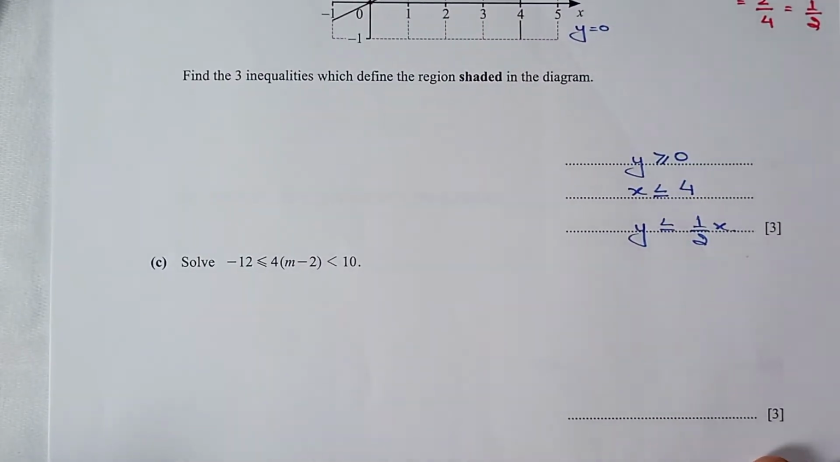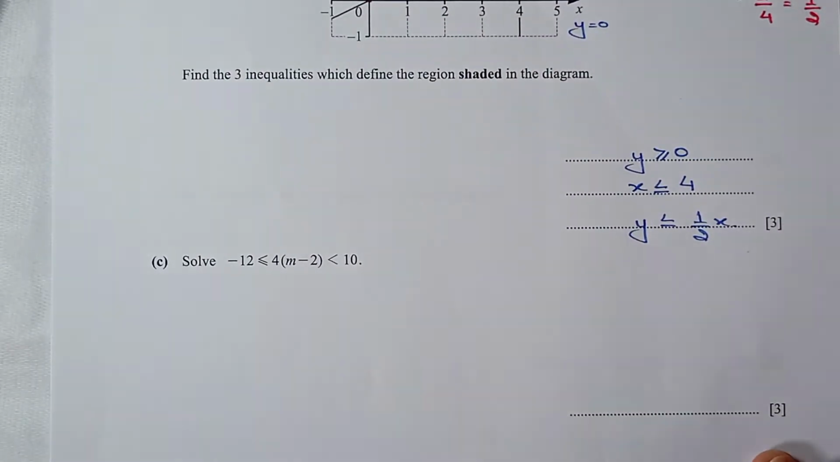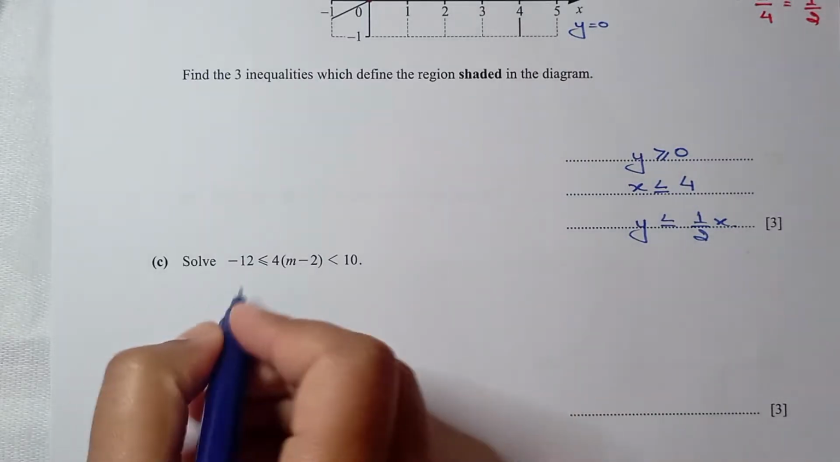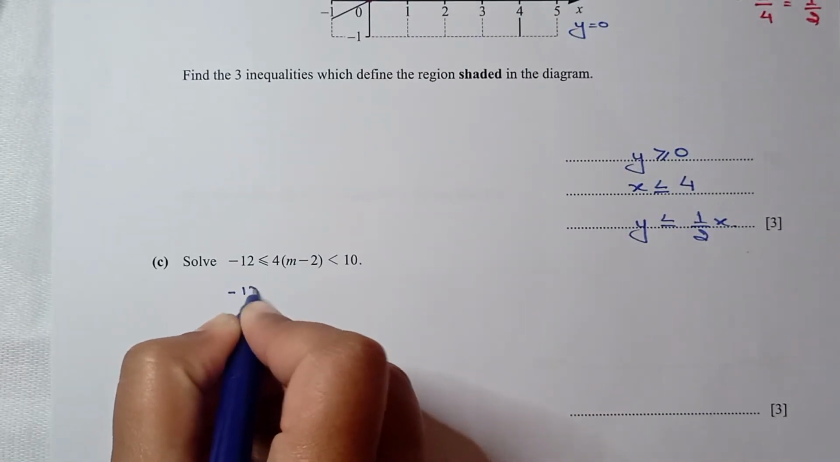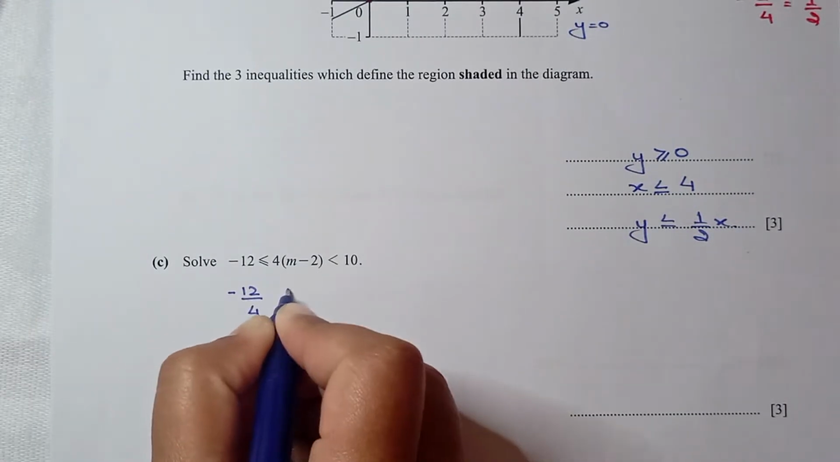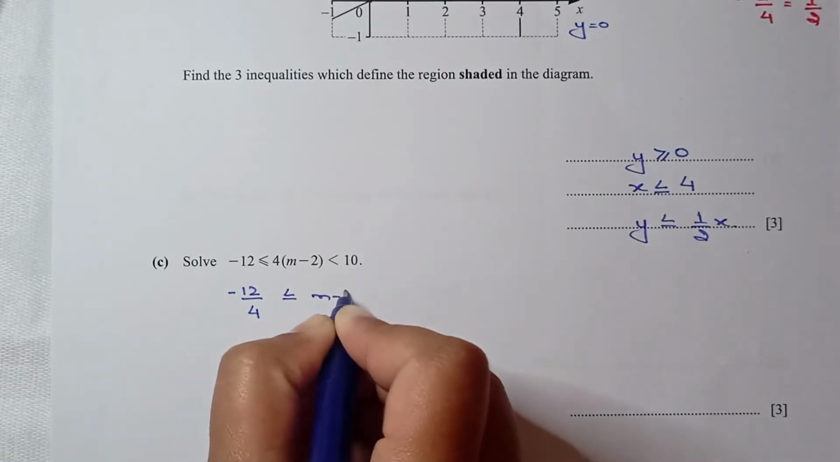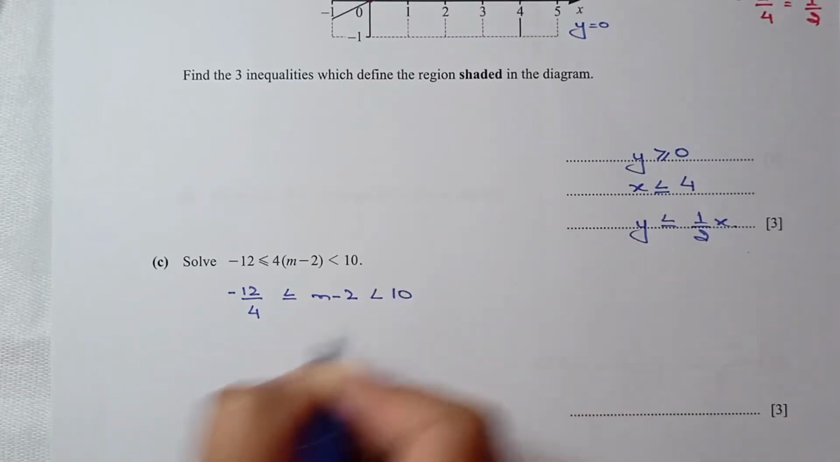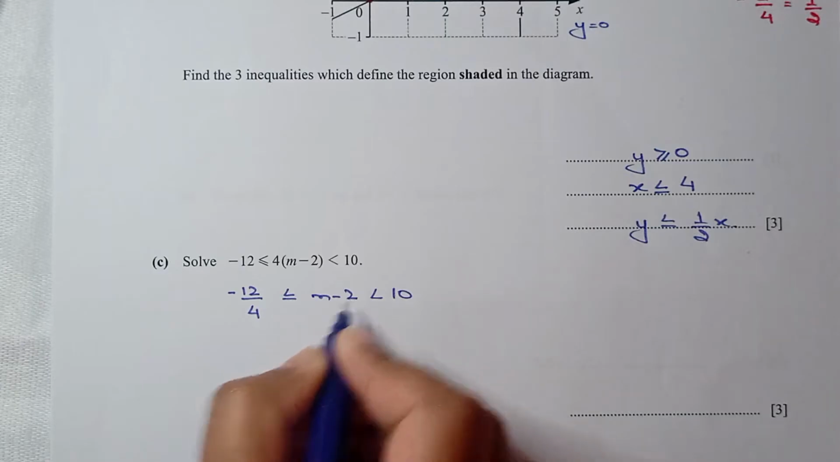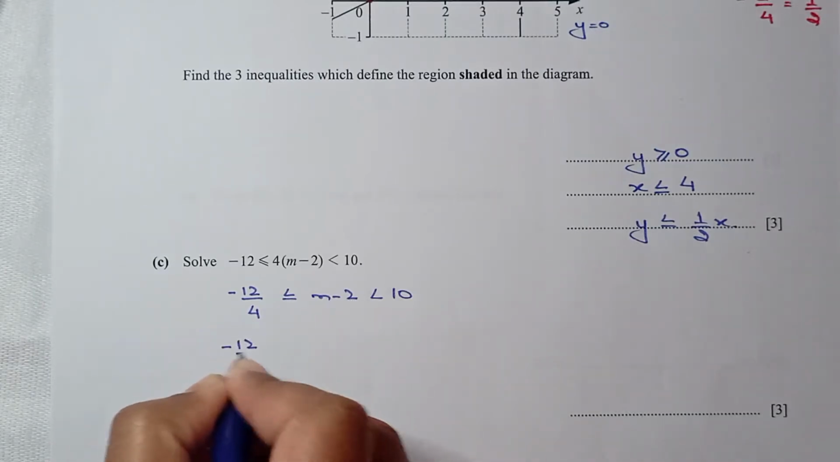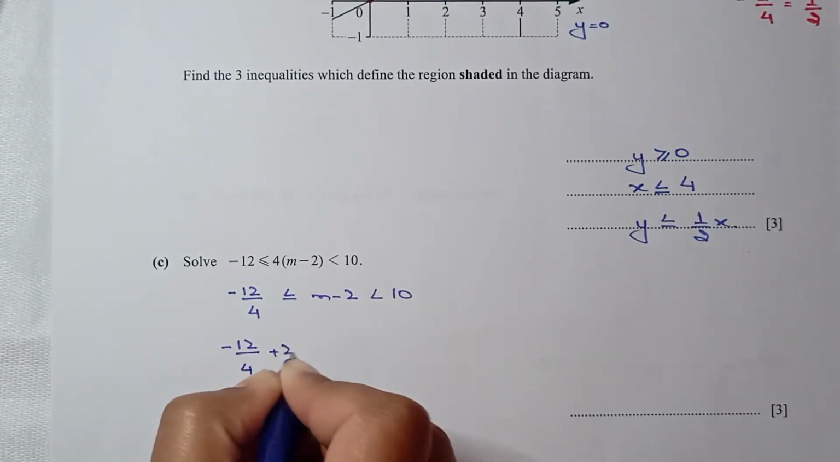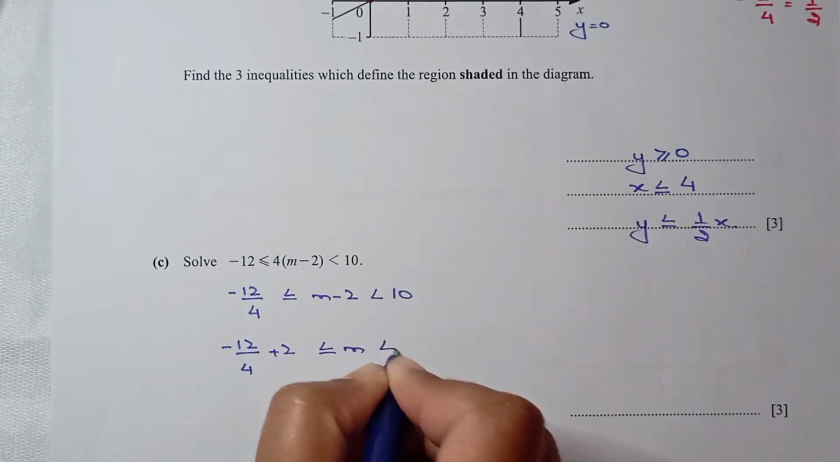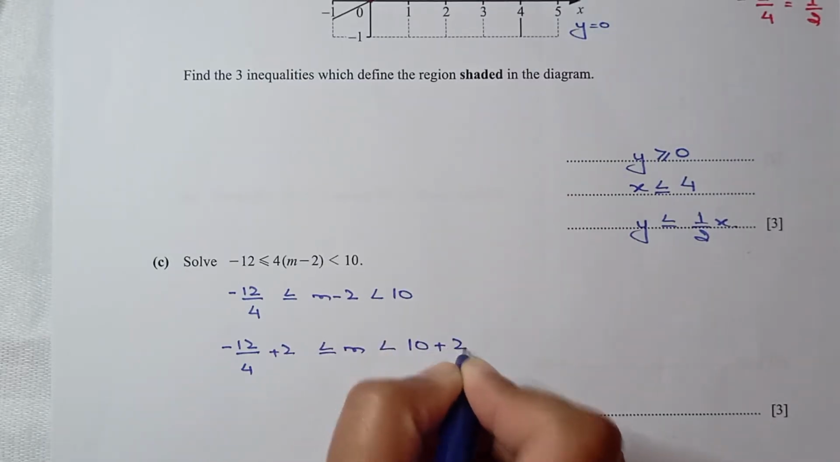Now for the C part, we need to solve this inequality. So that's pretty easy. So we have -12 divides 4. So first we need to divide on both sides of the inequality. Okay, and then adding 2 on both sides, -12 over 4 plus 2 is less than or equal to m is less than 10 plus 2, right?